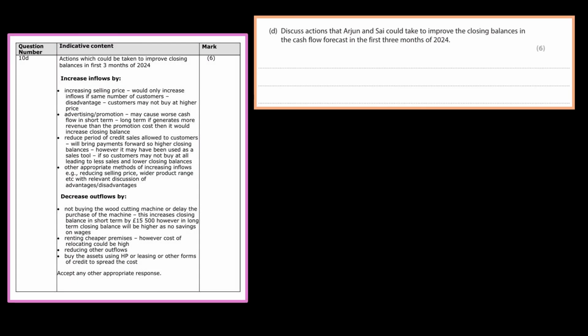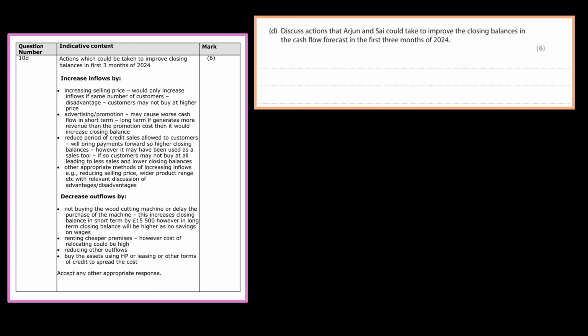What have we got? Actions which could be taken to improve the closing balances for the first 3 months of 2024, 6 marks. You could increase inflows by increasing the selling price, doing more advertising or promotion, reducing the period of credit sales allowed for customers, meaning that they've got to pay you sooner if they're buying stuff from you. Other appropriate methods of increasing cash inflows, reducing selling price, wider product range, etc., with relevant discussions of the advantages and disadvantages of that. And decrease outflows by not buying the wood cutting machine or delaying the purchase, renting cheaper premises, that could also work.